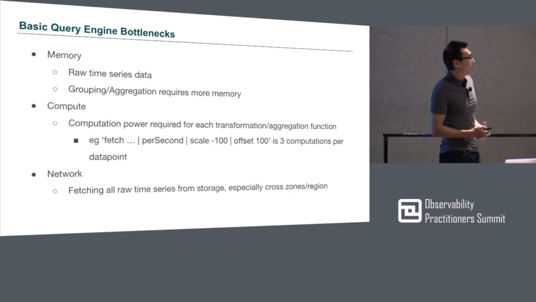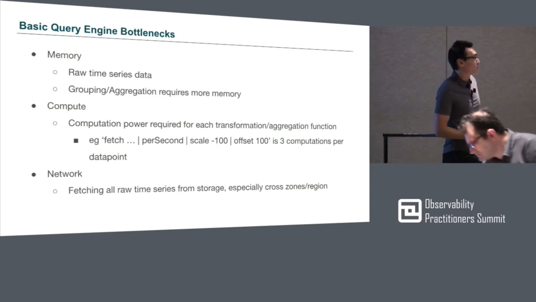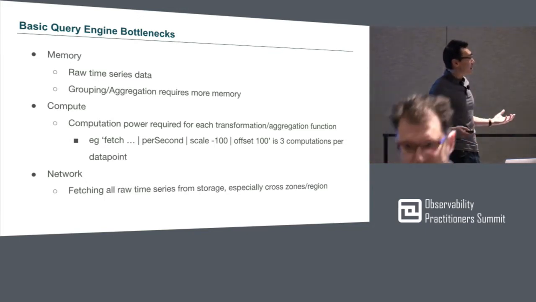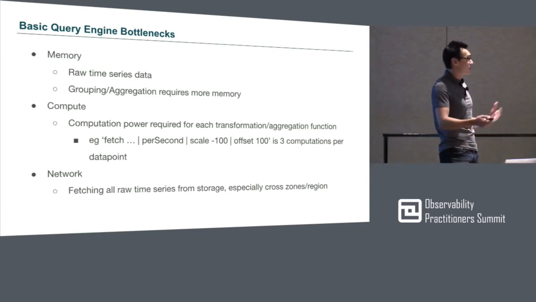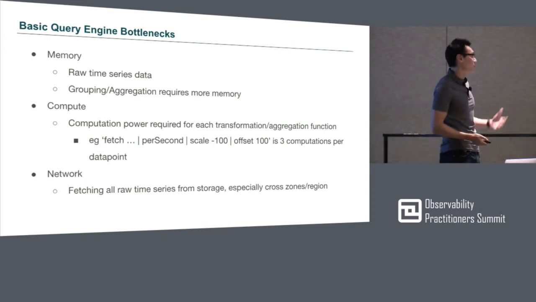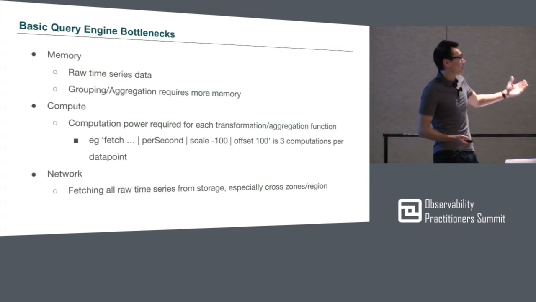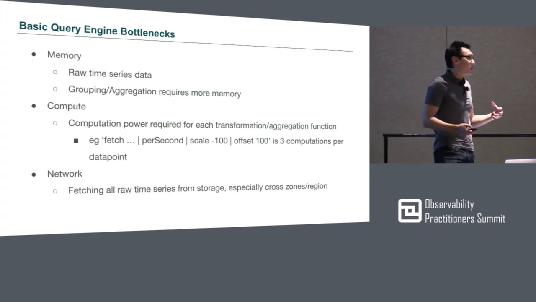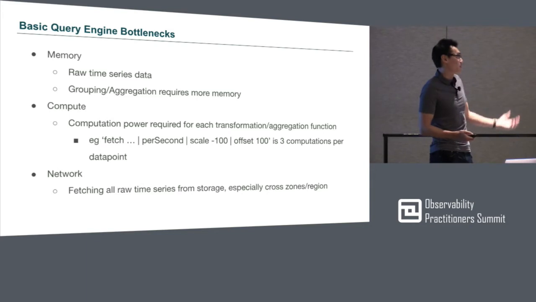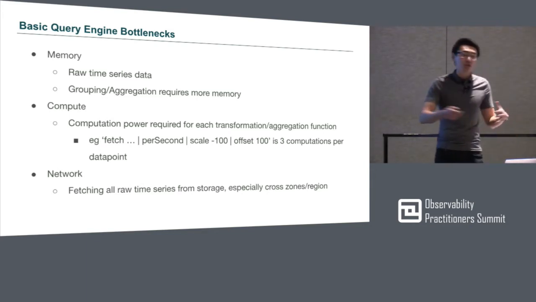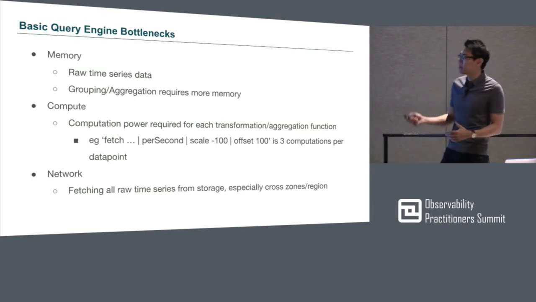The computation required for each function is a lot. So if you have 3 functions that you want to apply, that's 3 computations you have to perform per data point, not per time series, right? So when a million time series each have thousands of data points, you're doing billions and billions of computations. So that's quite expensive. And then of course, network sort of goes hand in hand with memory. If you have 150 gigs of raw data in memory, you had to get it there somehow over the network. That's transferring 150 gigs over network, especially if you're going cross-region or cross-zone, is also quite expensive.